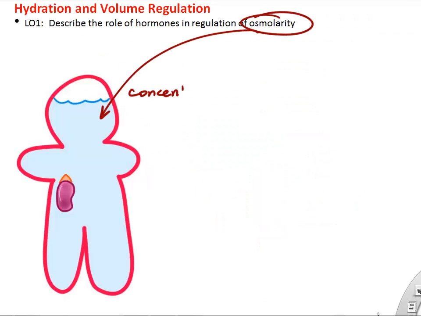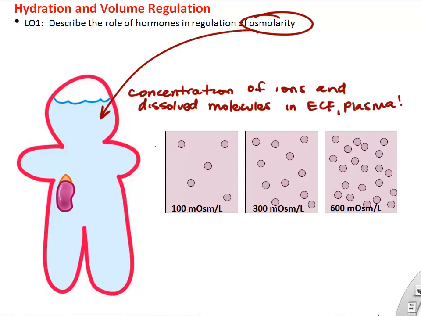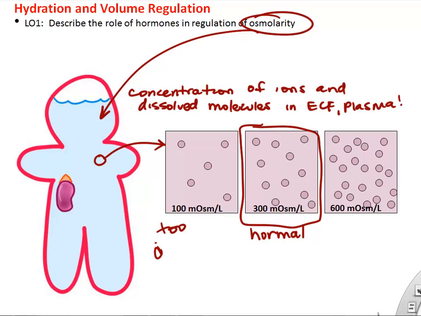So osmolarity of your body's fluid is really the concentration of ions and molecules that are dissolved in the fluid of your body. The extracellular fluid and the plasma is what's really regulated. And so osmolarity relates to the concentration of all these dissolved particles. So normal osmolarity in the body is about 300.